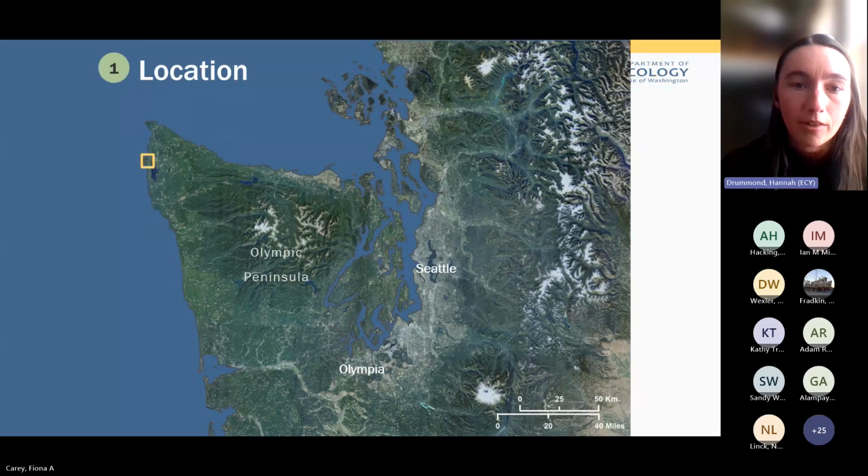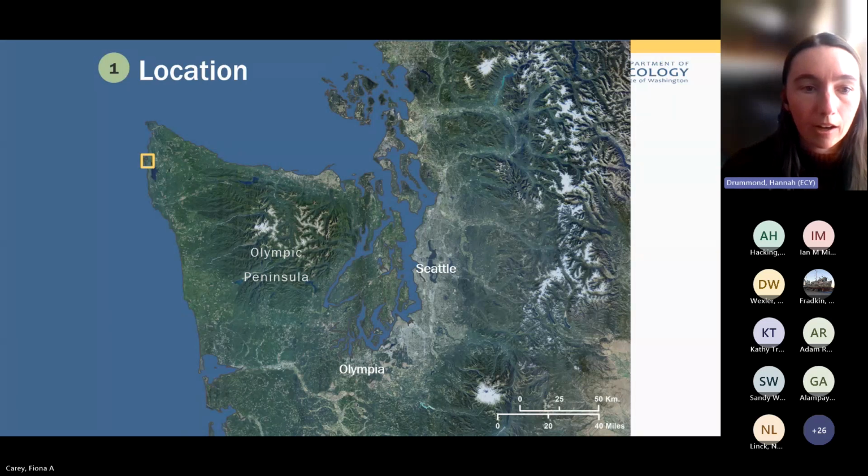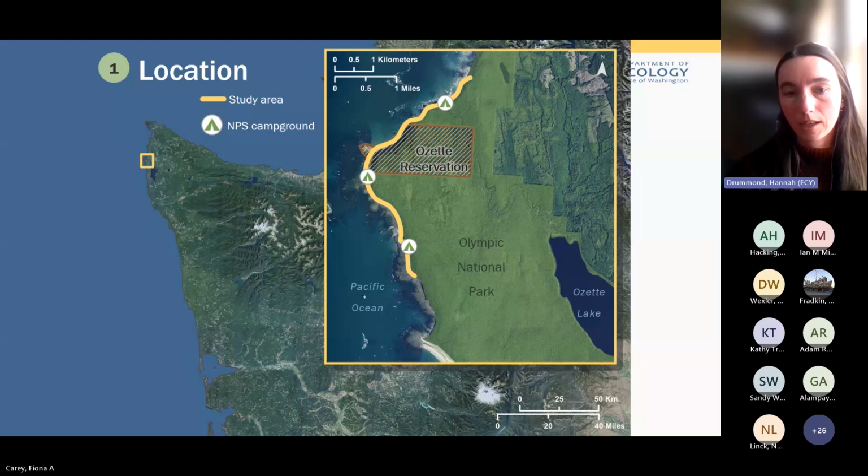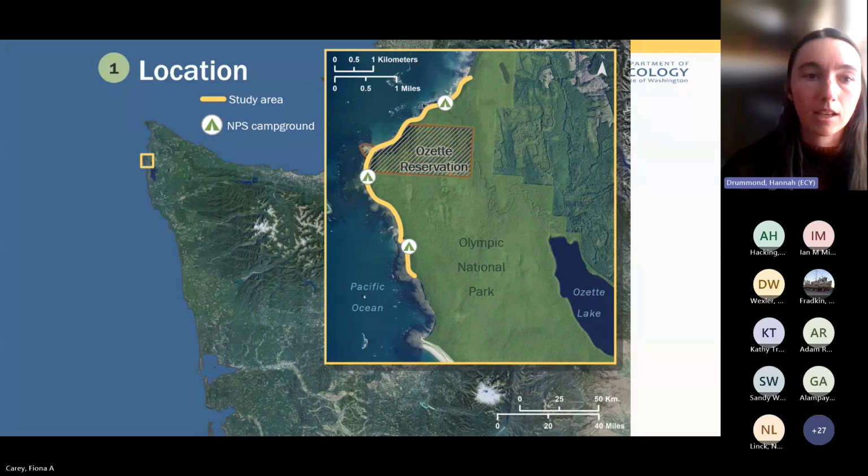So this map is showing the northwest corner of Washington. That yellow box is showing the area on the Olympic coastline that we focused on. Next slide. And if we zoom in there, you can see the thick yellow line is delineating where we were actually doing our analysis. We started off focusing on the Ozette Reservation, but decided to expand north and south into the Olympic National Park to get a little bit more context. That includes some campgrounds and recreation areas. Next slide.